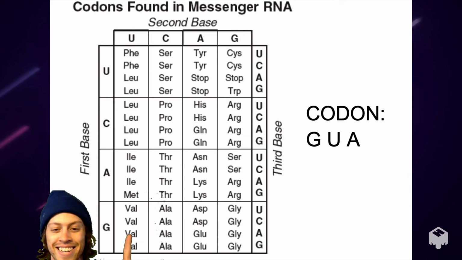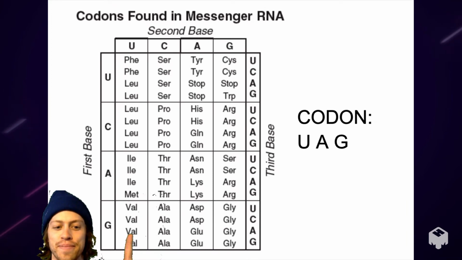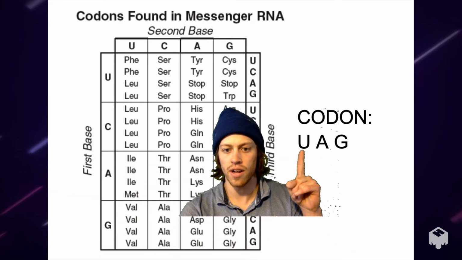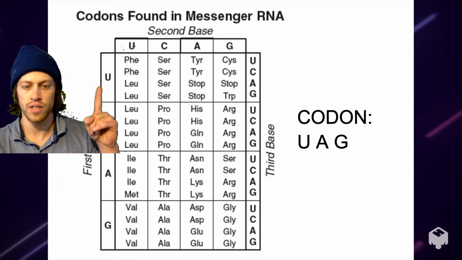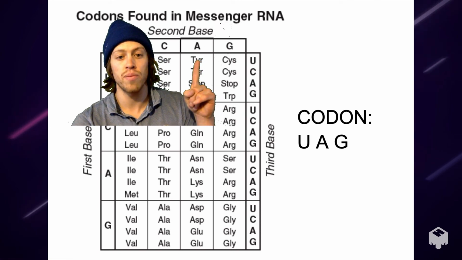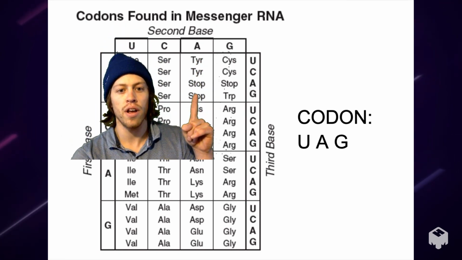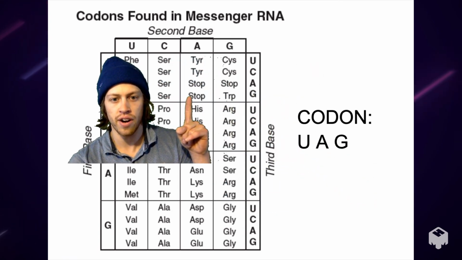Continuing onward, let's do one more. UAG. Let's find our first codon over here on the first base, the first nucleotide, U. Let's find our second one, A. We know it's going to be in this box. So we know already, just from the first two, that it's going to be one of these two things. Our last letter is G, so we find the G over here in this box.